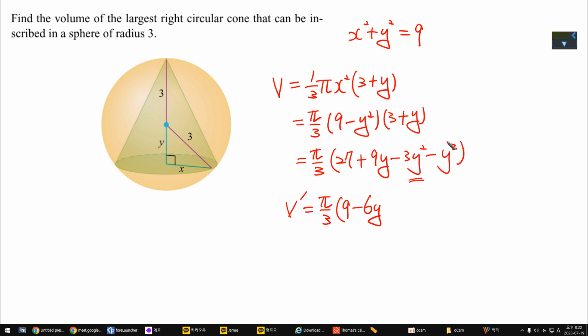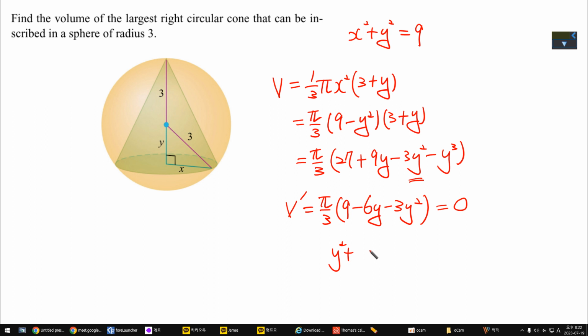And then how about this y cubed? What's the derivative of y cubed? 3y squared. Yeah. And then this derivative should be 0. That means this inside parenthesis should be 0.